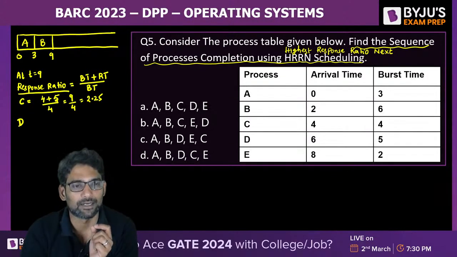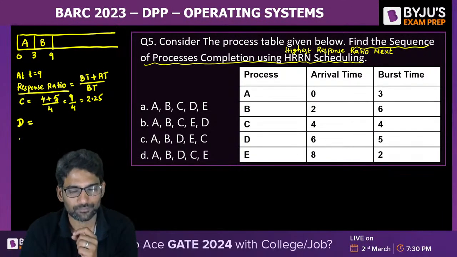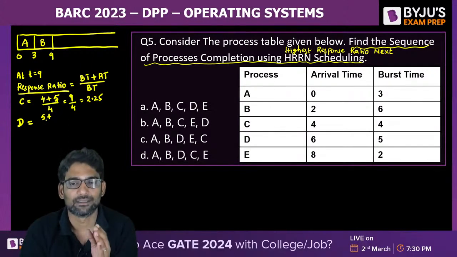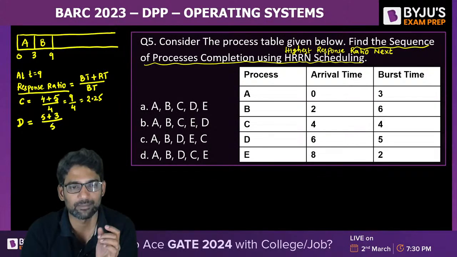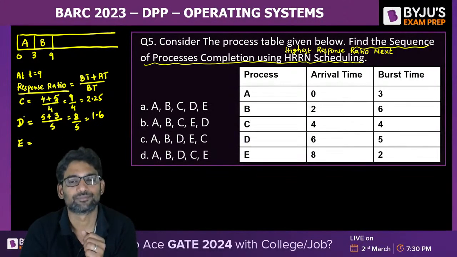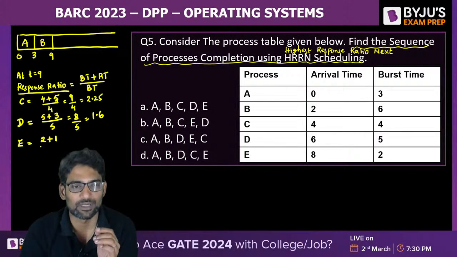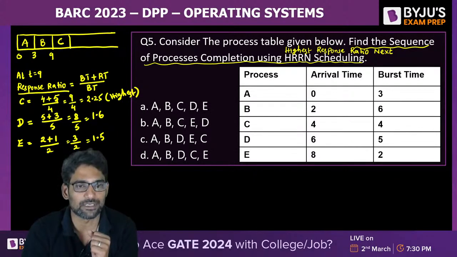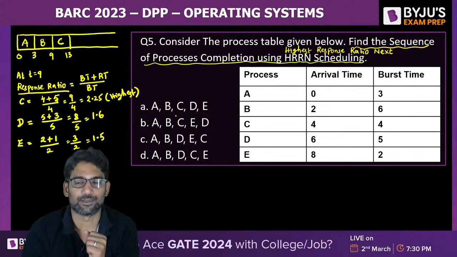2.25. And response ratio of D, burst time 5, arrival time 2, 9, waiting time is 3, 5 plus 3 divided by 5, 8 divided by 5, that is 1.6. And E response ratio, burst time 2, arrival time 2, time 9, waiting is 1 by 2. So, 3 divided by 2, this is 1.5. So, which has highest response ratio? C has highest response ratio. So, schedule C, 9 to 13, it execute.